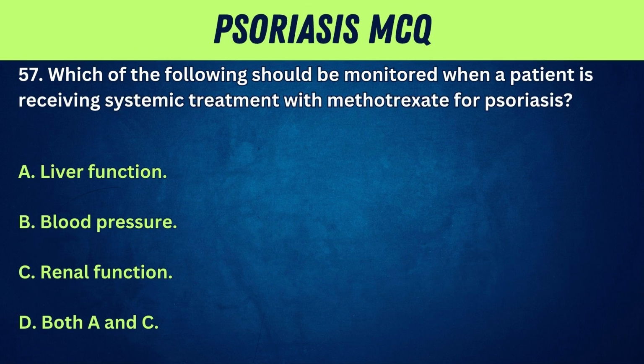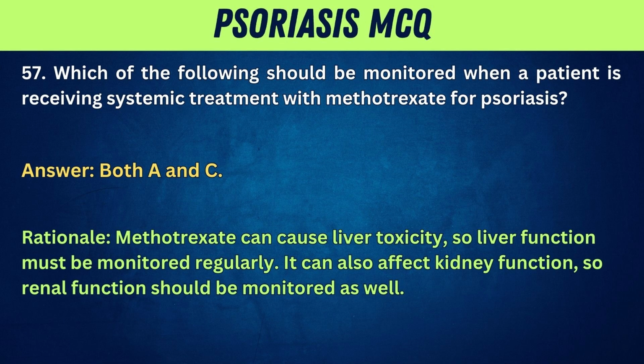57. Which of the following should be monitored when a patient is receiving systemic treatment with methotrexate for psoriasis? A. Liver function. B. Blood pressure. C. Renal function. D. Both A and C. Answer: both A and C. Rationale: methotrexate can cause liver toxicity, so liver function must be monitored regularly. It can also affect kidney function, so renal function should be monitored as well.